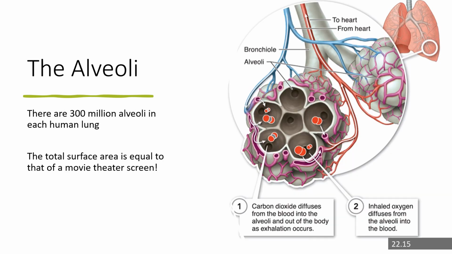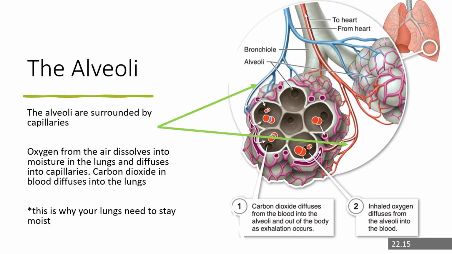While the alveoli are small, together they make up a large surface area for this gas exchange to occur. The human lung has about 300 million alveoli. Together, their surface area is about equal to that of a movie theater screen. Again, this is where gases are being exchanged with the circulatory system.